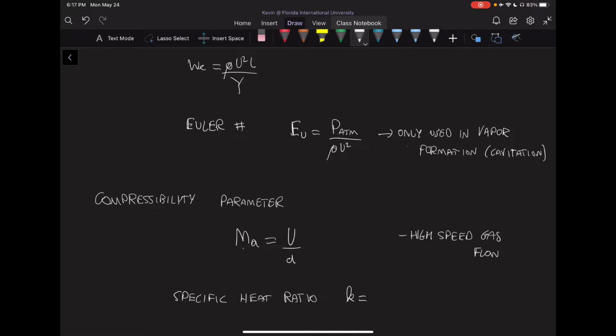And the specific heat ratio is called K, which is Cp over Cv. That's essentially the specific heat at constant pressure over the specific heat at constant volume. Now, the specific heat at constant pressure is defined as the amount of heat it takes at constant pressure to increase 1 kilogram of a certain substance by 1 degree Kelvin or 1 degree Celsius. And Cv is the same at constant volume.